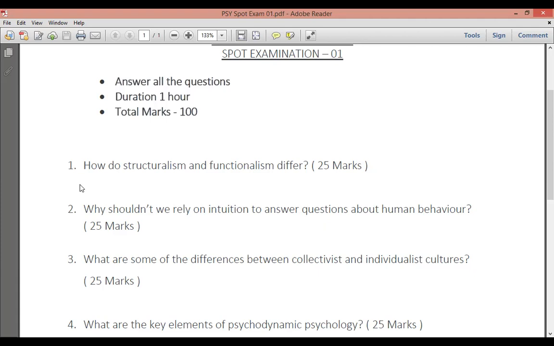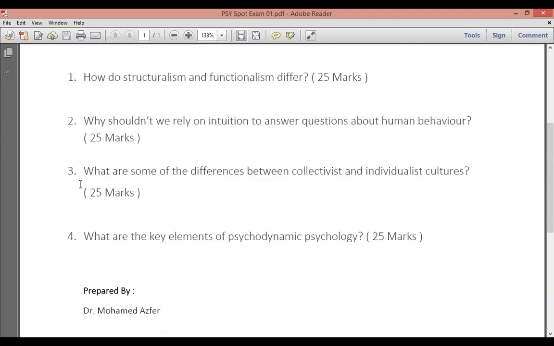You can just type collectivist and individualist culture, just Google it and see, and you will get the proper answers for that. Right, and the next is the fourth one. What are the key elements of the psychodynamic cycle? That one you have already studied. Okay, you have already studied about that.